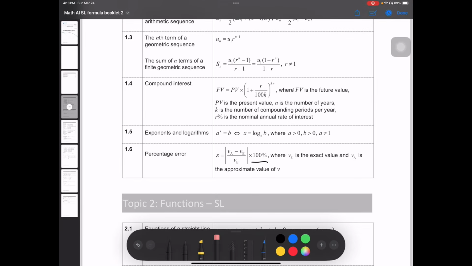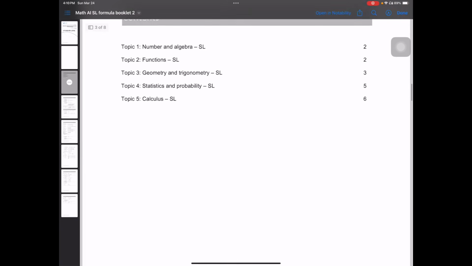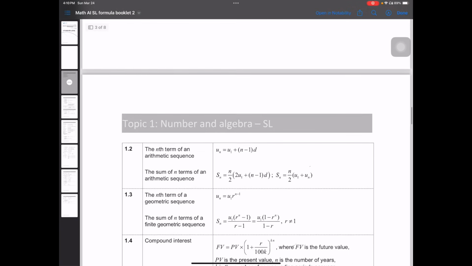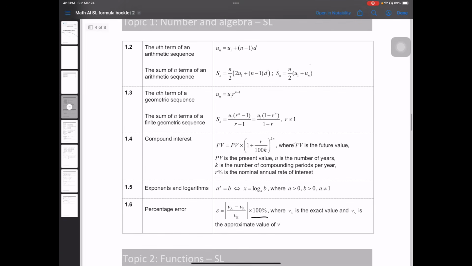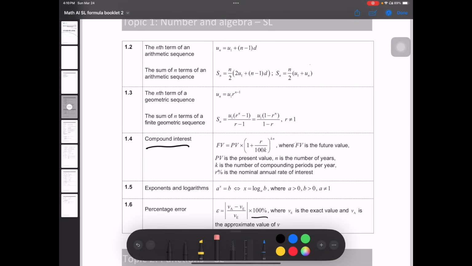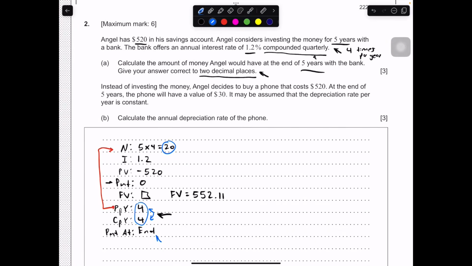So if there are no constant payments being made, we can just use our compound interest formula. And here it is. This is our compound interest formula. Final value is equal to present value times 1 plus R, our interest rate, over 100K, where K is the number of compounding periods per year, and N is the total number of years we have this investment in a bank. So let's write that out. To be honest, I think this is actually the easier way. So here's the alternate method.